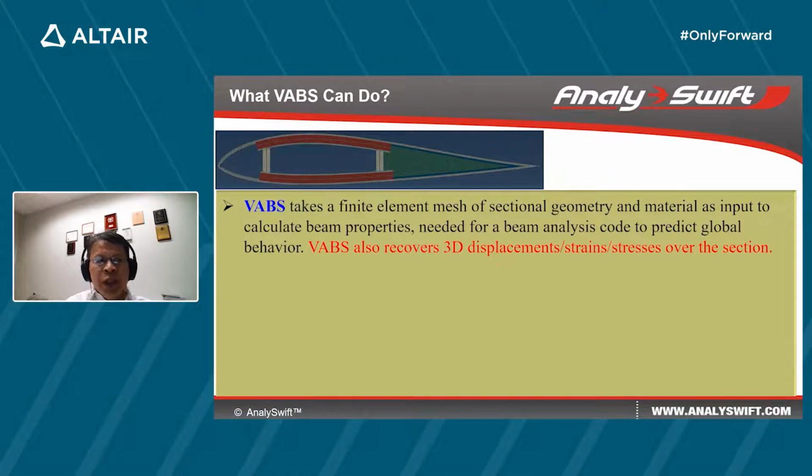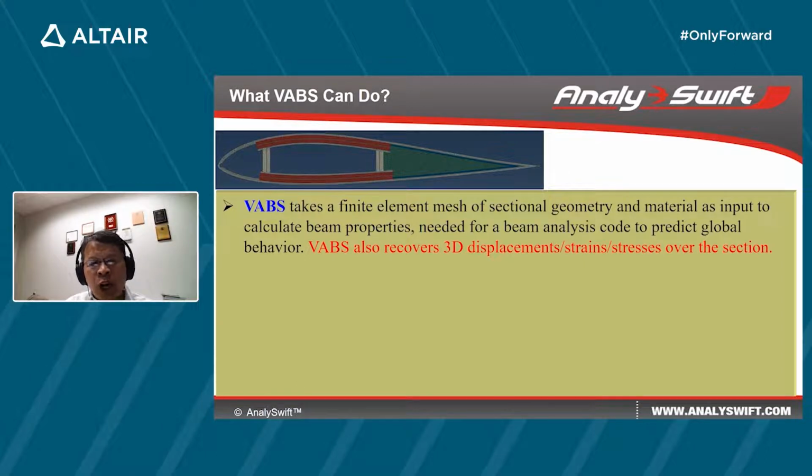VABS is pretty unique and very unconventional, so users usually get confused about what VABS can do. In conventional beam theory, you don't have a separate component like VABS, because people make assumptions and then use a bunch of integrations of the cross section to compute the beam properties. What VABS does is take a finite element mesh of the sectional geometry and material as input to compute the beam properties, which are needed for a beam analysis code to predict the global beam behavior.